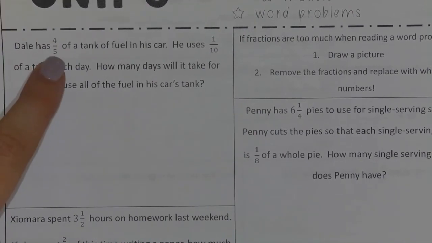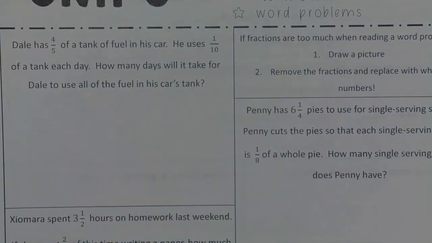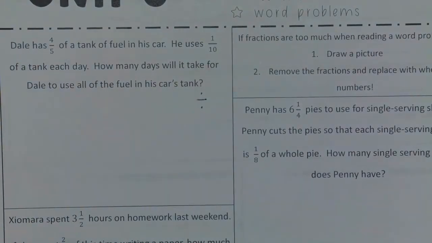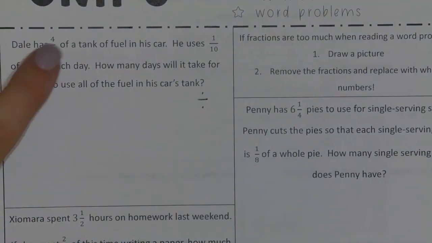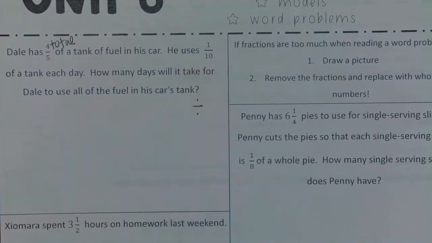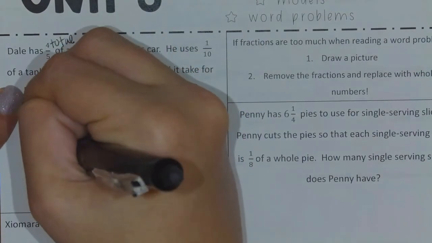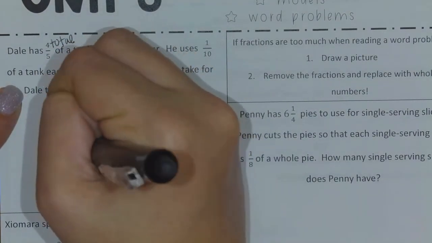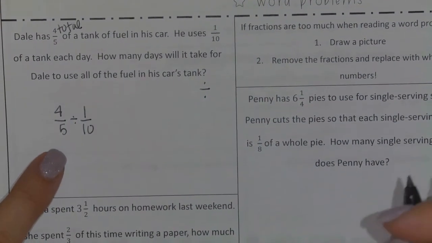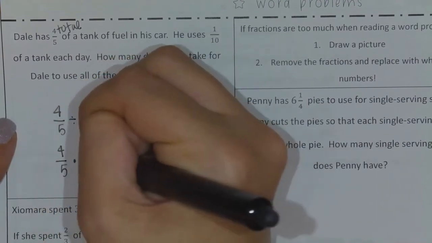Well, if he has a total of 10, he's using 2 every single day. That helps me know that I'm dividing. So I know that dividing is my operation here. So now I'm just going to put the fractions back. He has a total of 4/5 of a tank, and he's using 1/10 every single day. So his problem is going to be 4/5 divided by 1/10. So I've got my fractions, and I know dividing fractions is easy as pie. Just flip the second and multiply.